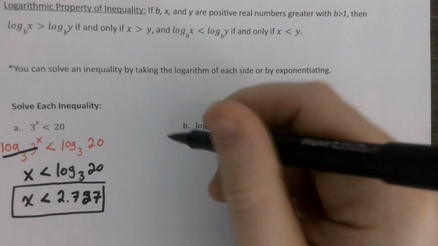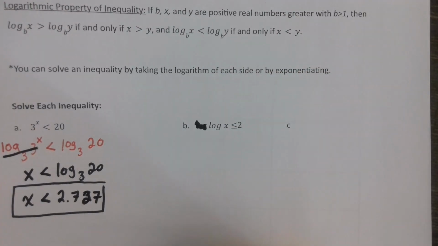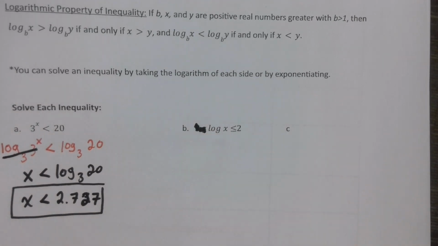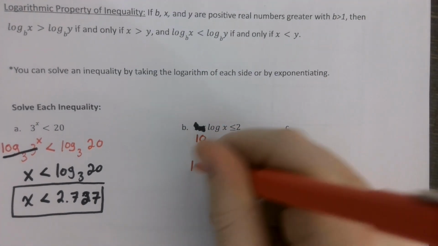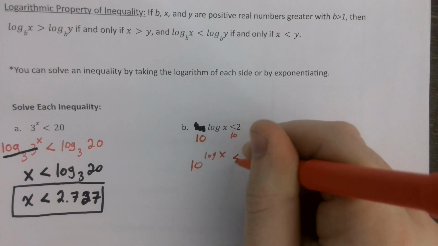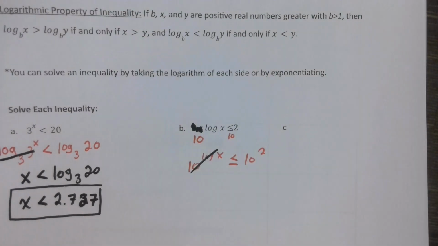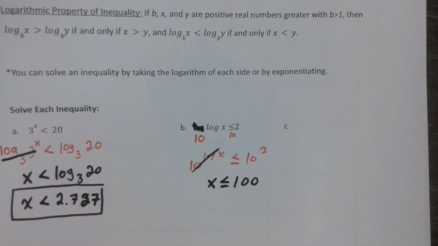Once again, we've got this printing error. I apologize. So here we have the log of x is less than or equal to 2. We can do a couple of things to solve this one, but remember that log of x is log base 10 of x. So we can exponentiate both sides. We can take both sides with a base of 10. So 10 to the log base 10 of x is less than or equal to 10 squared. If we do that, then the logarithm and the 10th power will cancel out, giving us x is less than or equal to 100. Done.